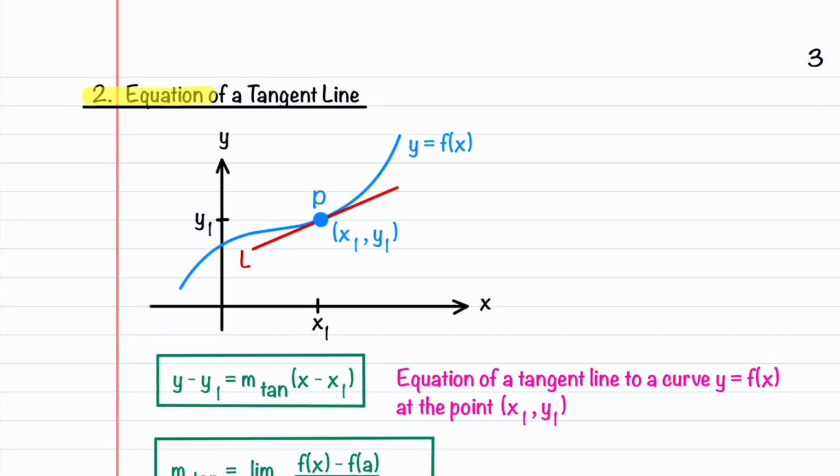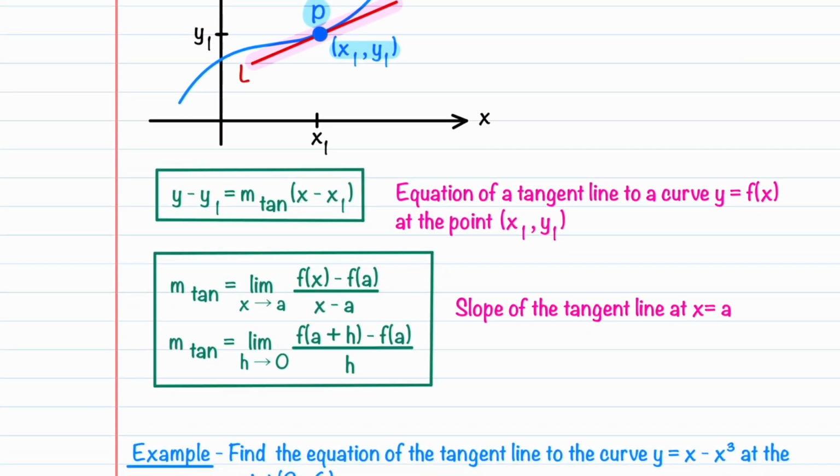We're now going to find the equation of a tangent line to a curve using the limit definition of the slope of a tangent line. Our curve is given as y is equal to f of x, and we're going to find the equation of this tangent line at the point P, which is defined to be (x1, y1).